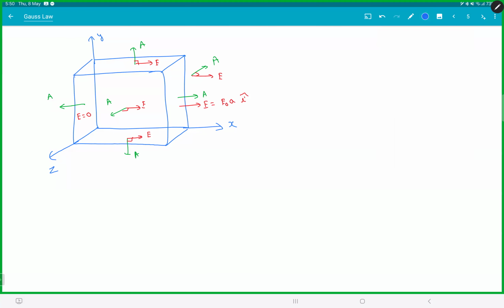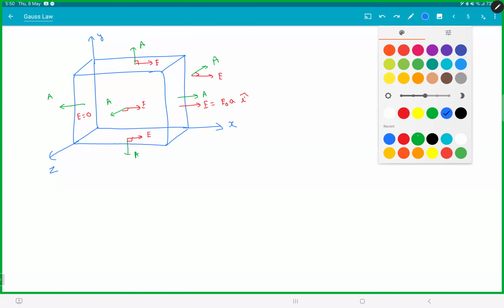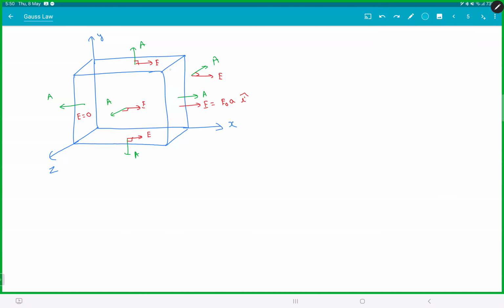Can you see that? Field at 2 is not 0. On this plane, what is the x coordinate? Isn't that entire plane at x equal to A? So if you look at this entire plane here, this entire plane is x equal to A. It's constant.